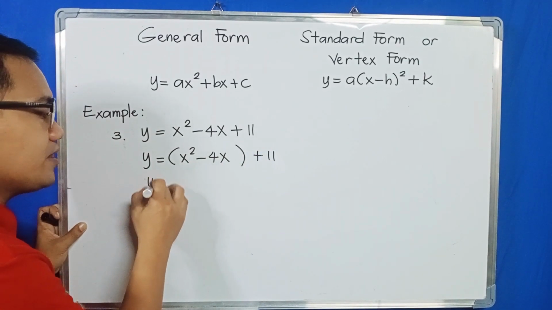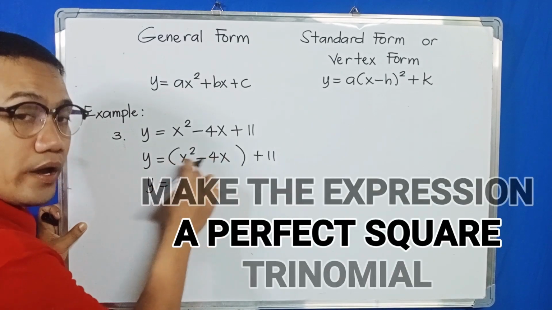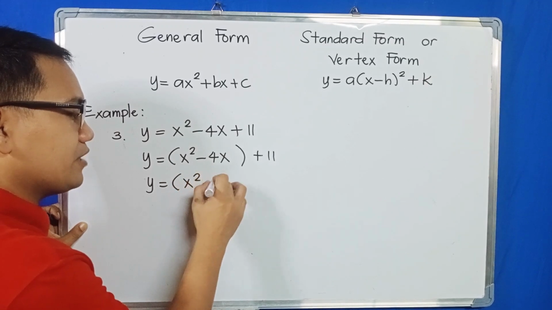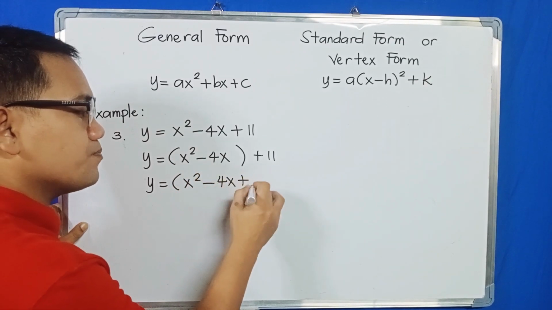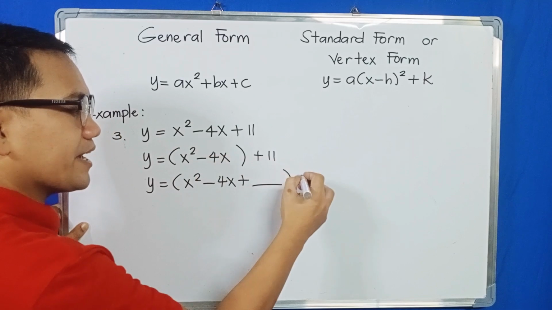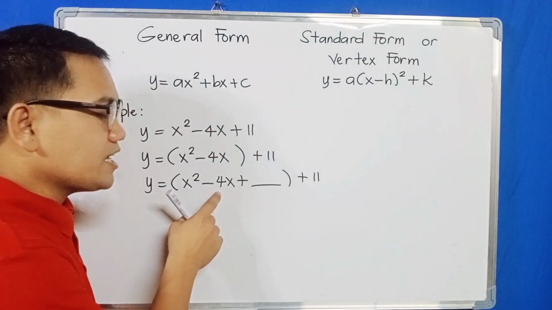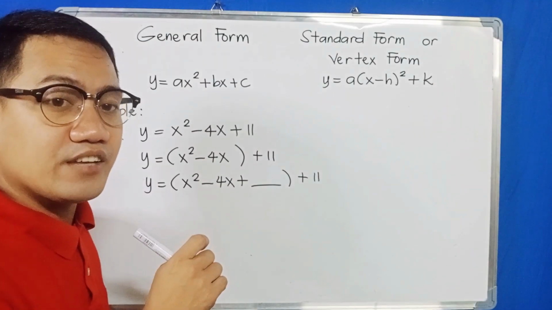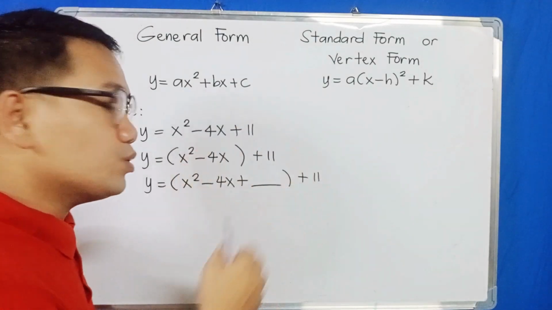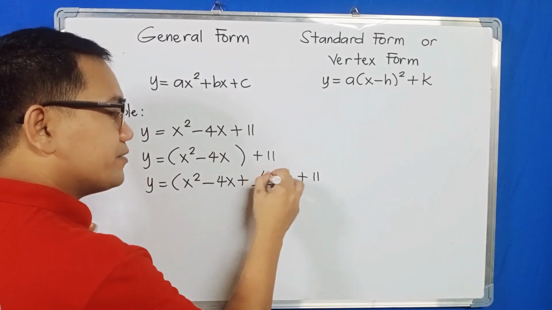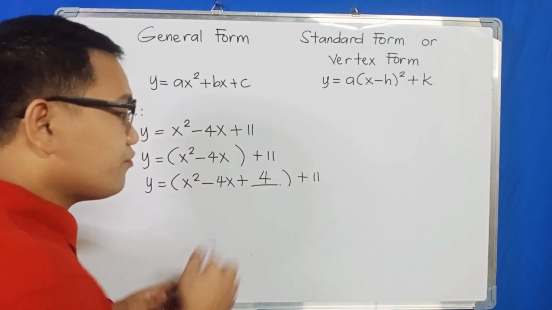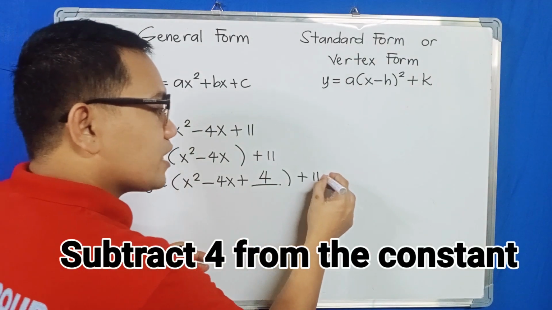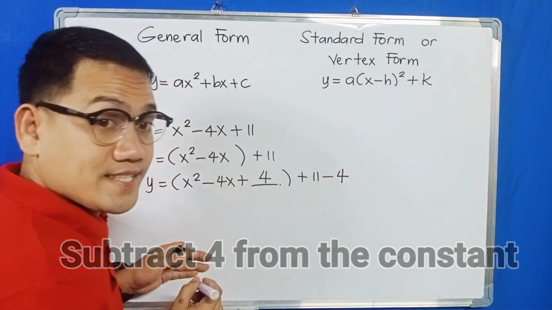Then, we will make this one a perfect square trinomial. So we will add a third term to make it a perfect square trinomial. That would be half of the coefficient of x. In this case, we have negative 4. Half of negative 4 is negative 2. Squaring negative 2, that would be 4. Since we added 4 to this given expression, all we need to do is to subtract 4 from our constant.